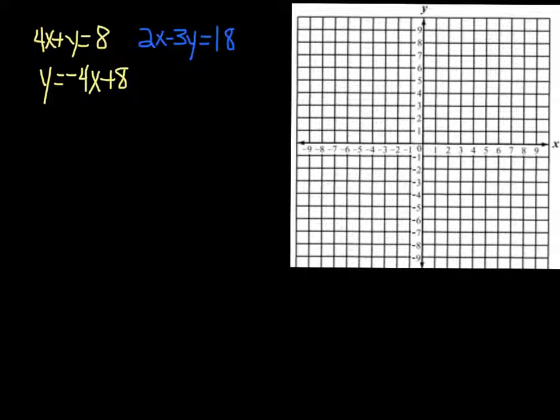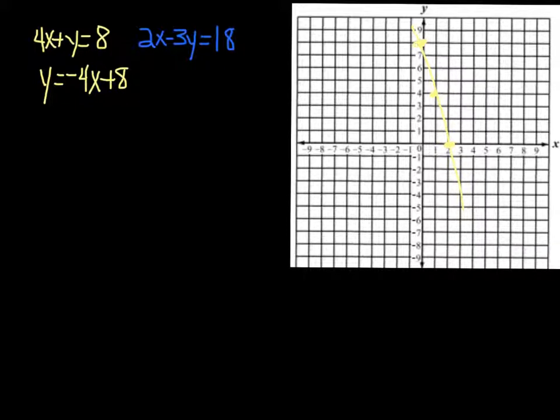When we graph that, our y-intercept is occurring at 8. And our slope is negative 4, so we can go down 4 and then to the right 1, down 4 and to the right 1, and then we can draw our line between those points.